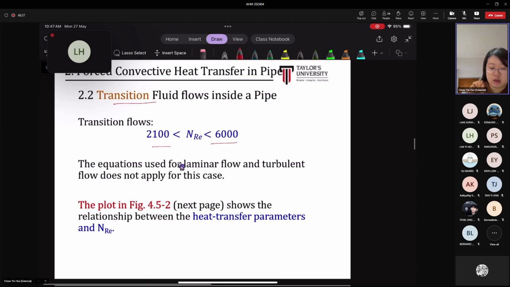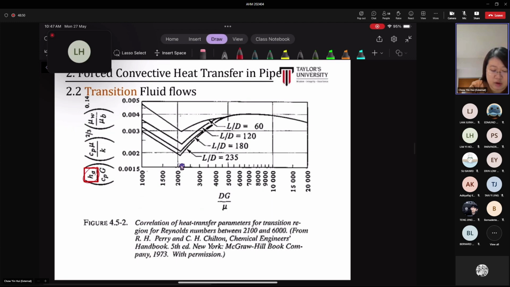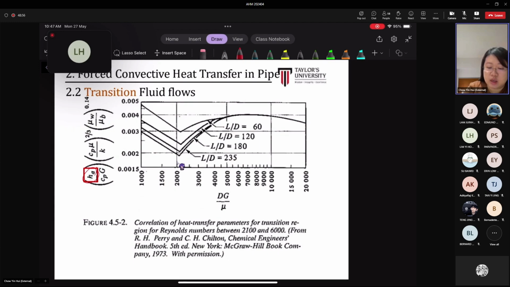Now, if it's in the transition flow region, then we cannot use the two correlations that you were introduced to just now. Instead, we will be using this plot here in figure 4.5 to find out what the H value is. Because we don't have the correlation, it depends also on your L over D, right? You can see for different ratios of L over D, this is the transition region. Let me highlight it to you, 2100 to 6000. You can see there are different curves in the transition region.